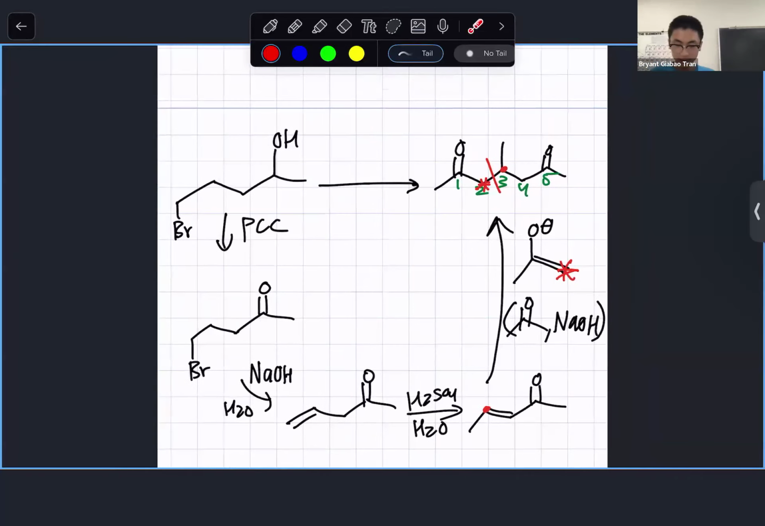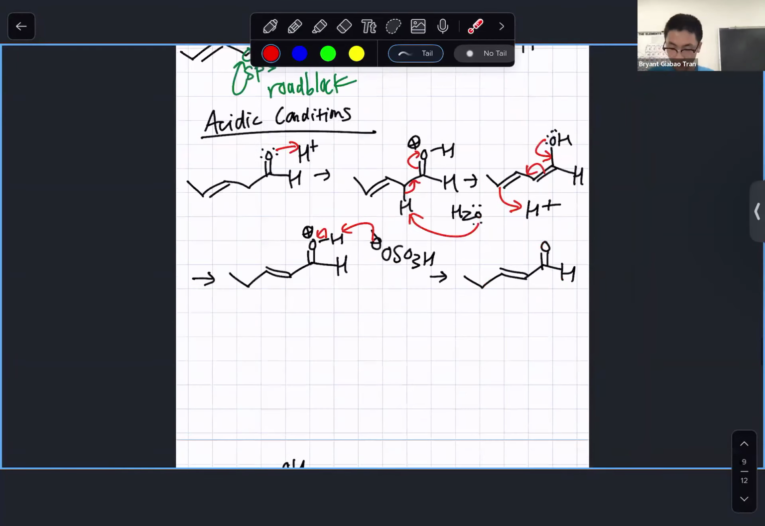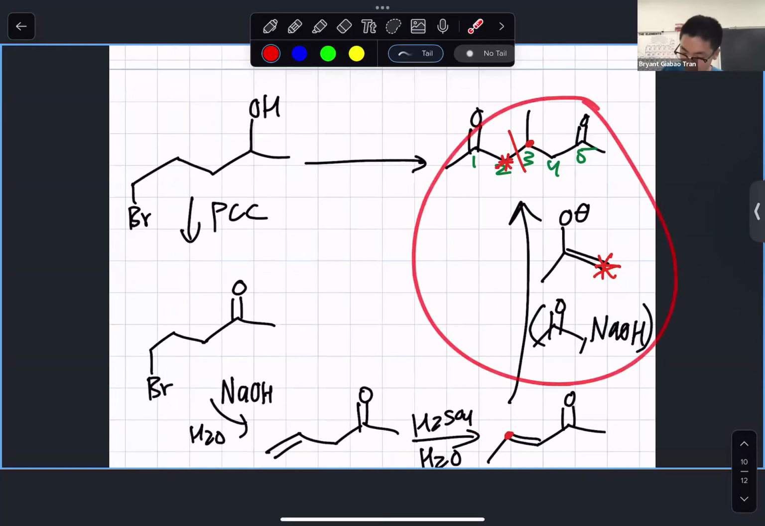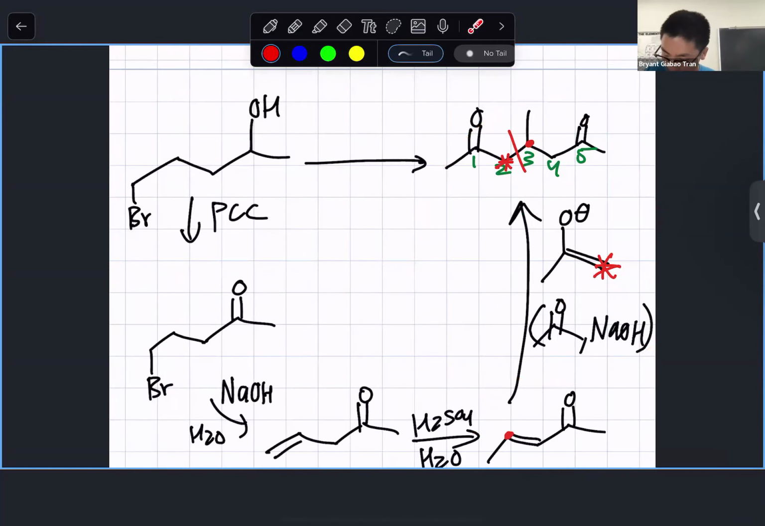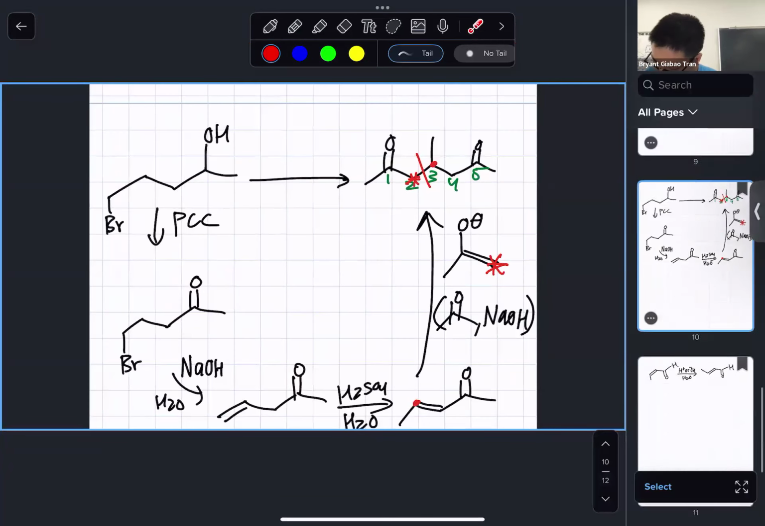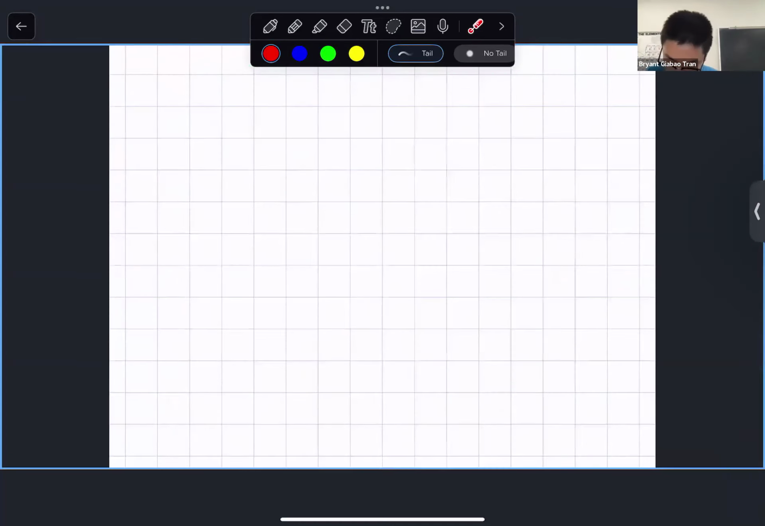Nice. Could you do the electrons for that last step? Oh, for this last step here? Yeah, for this Michael addition one, let's do it. Let's see.